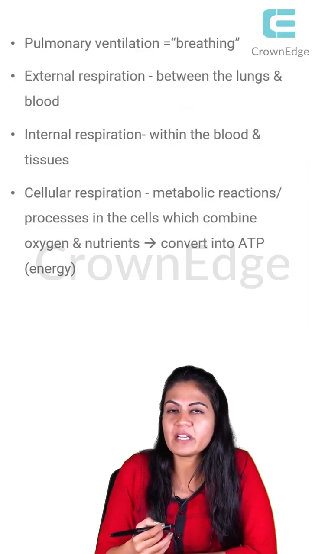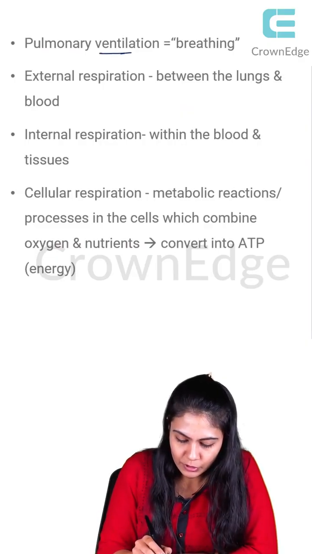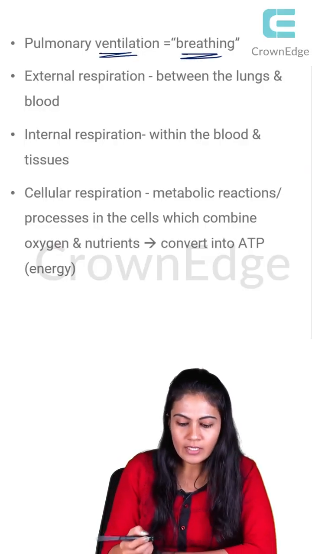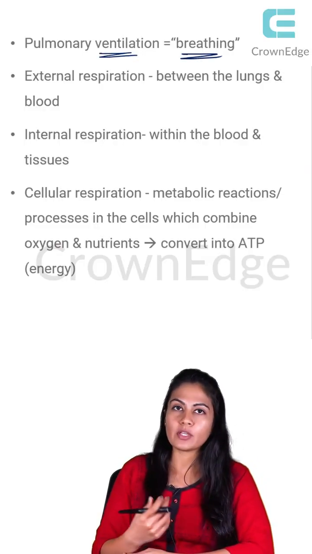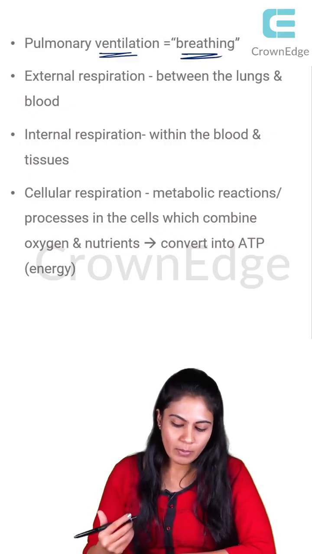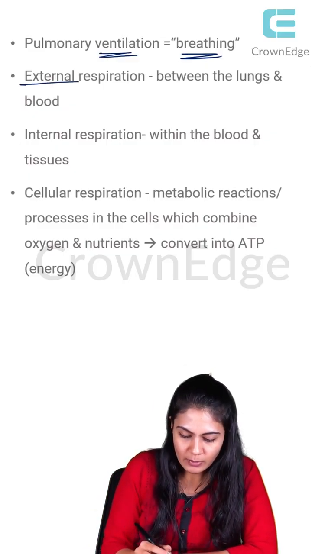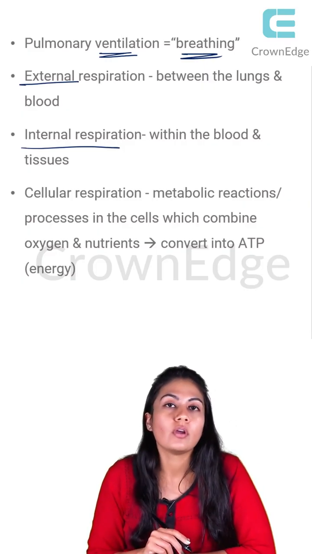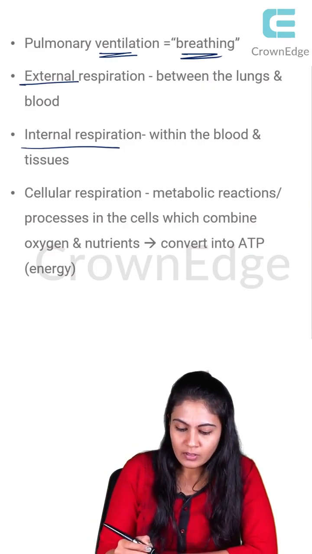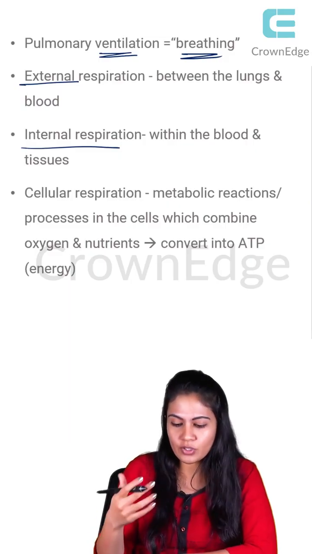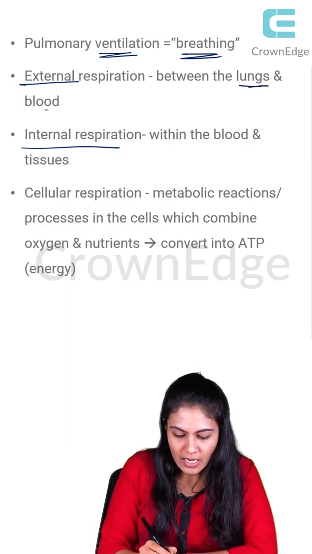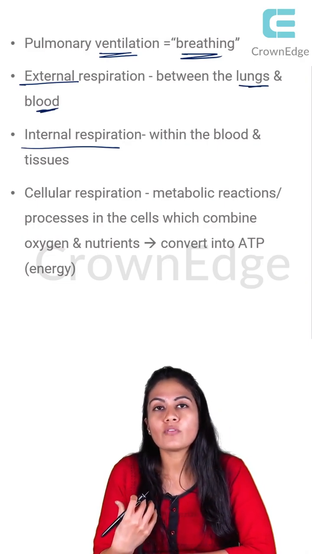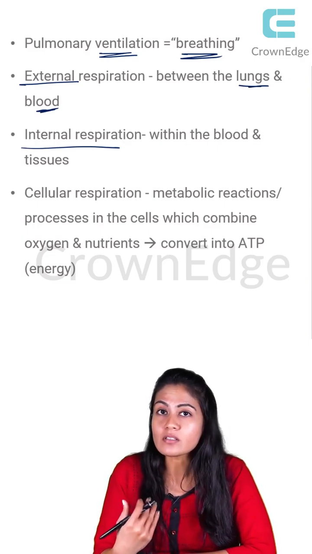What do you mean by pulmonary ventilation? Ventilation means you're breathing, right? There are two types of respiration. Actually, there are three types, but the main two are external respiration and internal respiration. What do you mean by that? If your respiration and exchange is occurring between the lungs and blood, at the level of the respiratory system, that is known as external respiration.